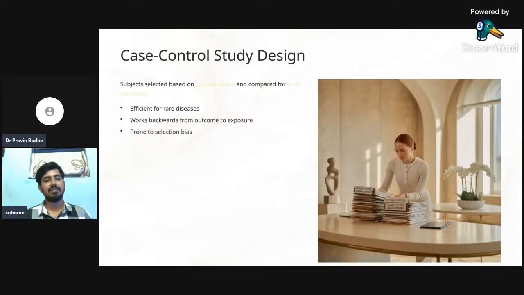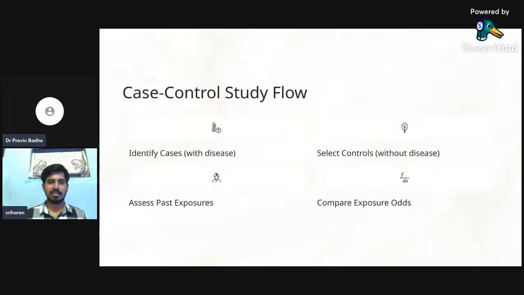What does risk factor mean? Whether the patient was exposed to NSAIDs or another factor. Then we observe the two groups over time and come to the result. This is mainly used for rare disease, while cohort study is used for rare exposure. It is also prone to selection bias. This is the study flow: first we identify the cases with the disease, select controls without the disease, assess their past exposure, whether the patient was exposed to NSAIDs or anything else, and compare the exposure. Here we use the odds ratio as the statistical analysis.